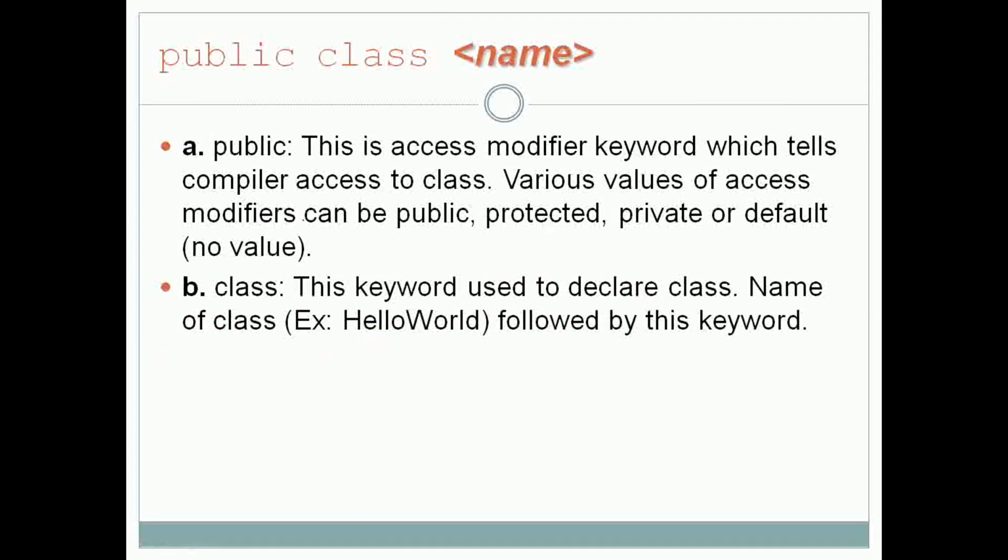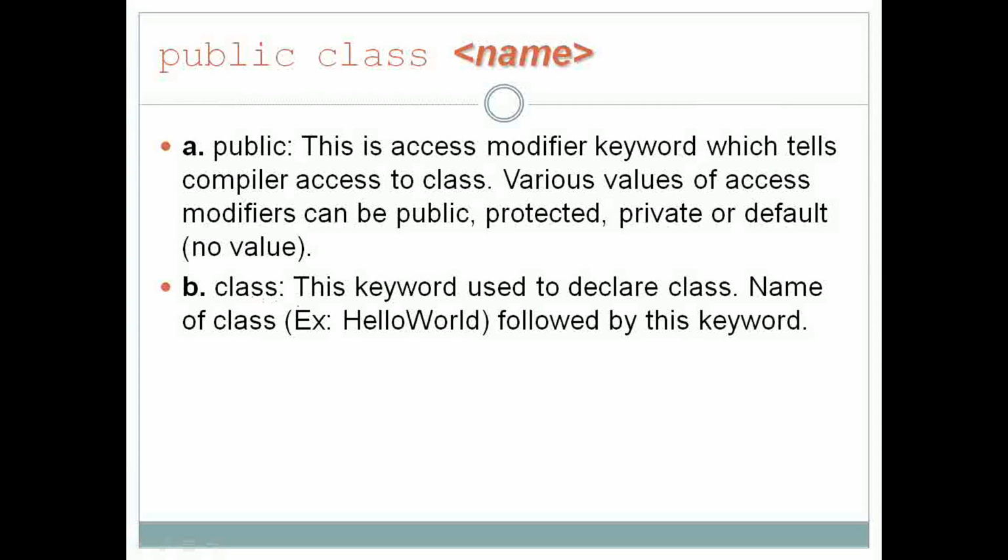The next section is the class declaration. Every Java program must have at least one class, and that class can be either public or default. Public is an access modifier or keyword which tells the compiler the access to the class, and the various values of access modifiers can be public, protected, private, or default. If you are not writing anything, it is default. We'll talk about access modifiers in detail in later sessions.